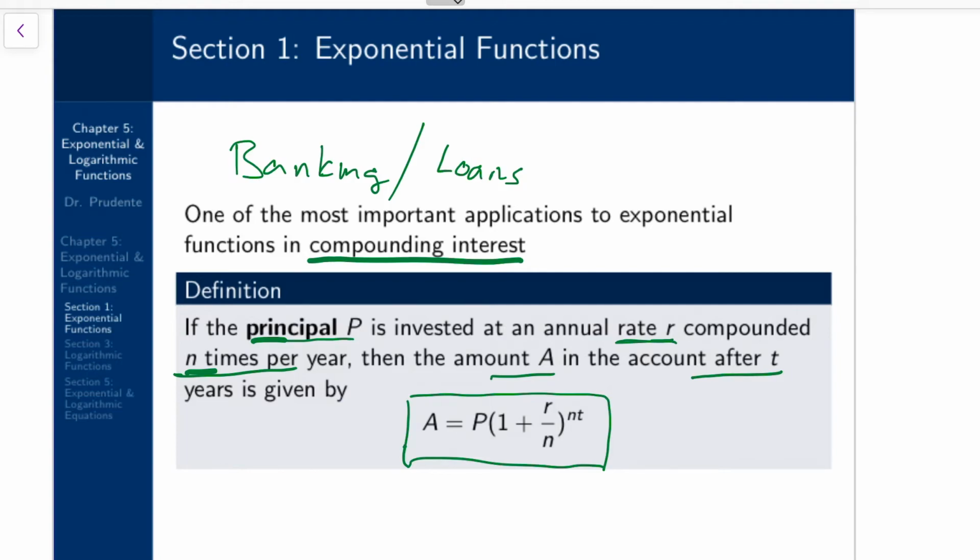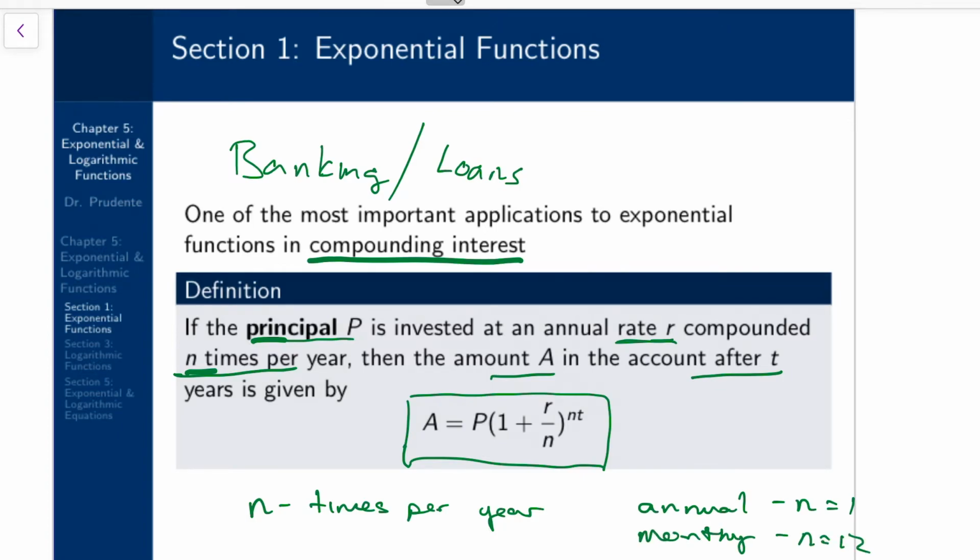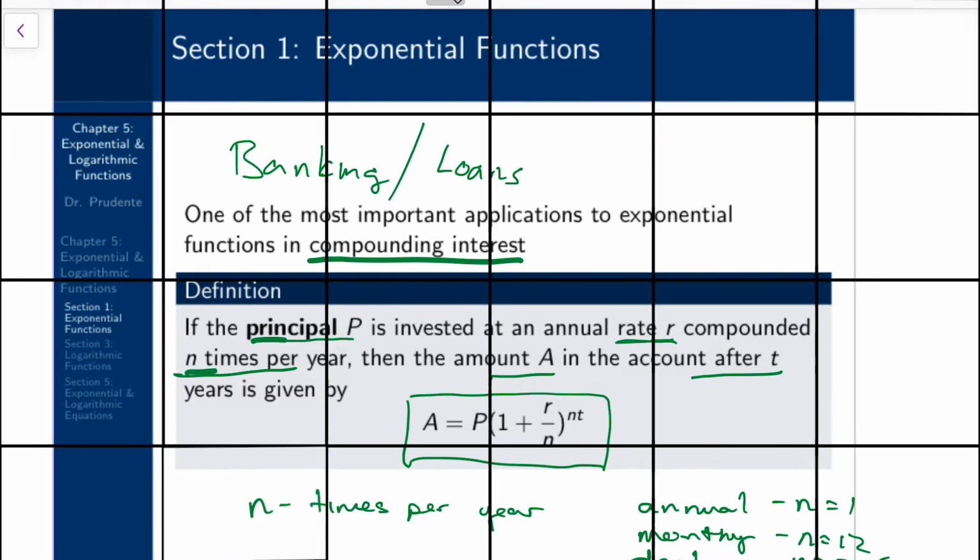What's important to remember is n is the times per year, right? So if it's annual, n is going to be 1. If it's monthly, n is going to be 12. If it's daily, n is going to be 365, and so on. And so what we can do is actually think of a real-world example of how this might help us.